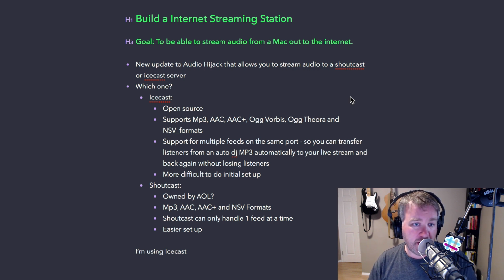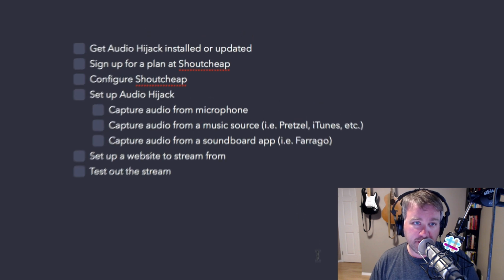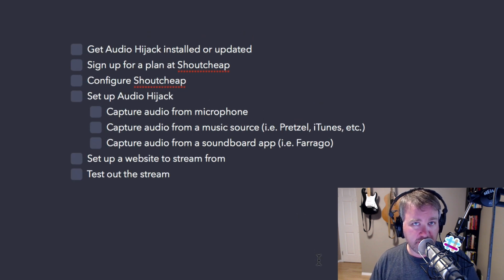Icecast is a bit more difficult to set up, but hopefully with this video, it won't be. Shoutcast was owned, I don't know if it's still owned by AOL. As you can see, it has a few less formats, notably the Ogg Vorbis format it doesn't support, and it can only handle one feed at a time, but it is apparently easier to set up. So here's our checklist for the video. We're going to start off by getting Audio Hijack installed, which I already do.